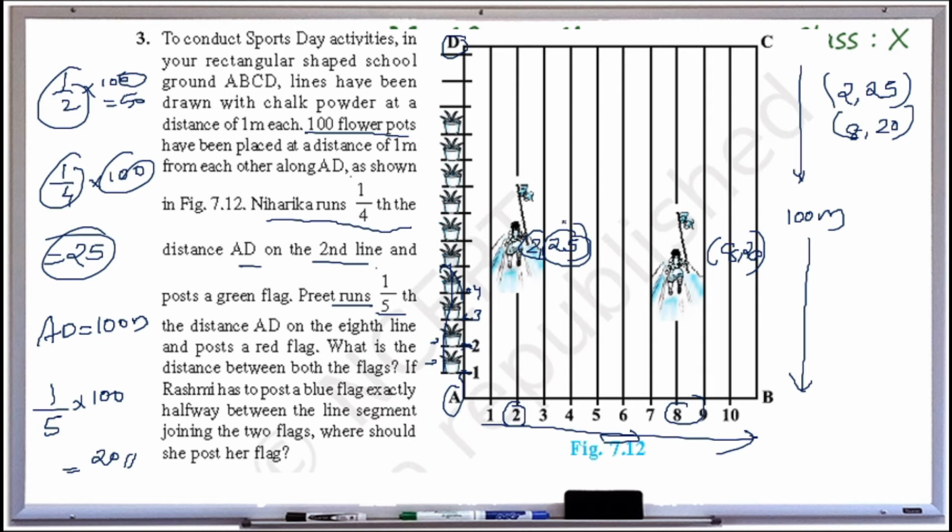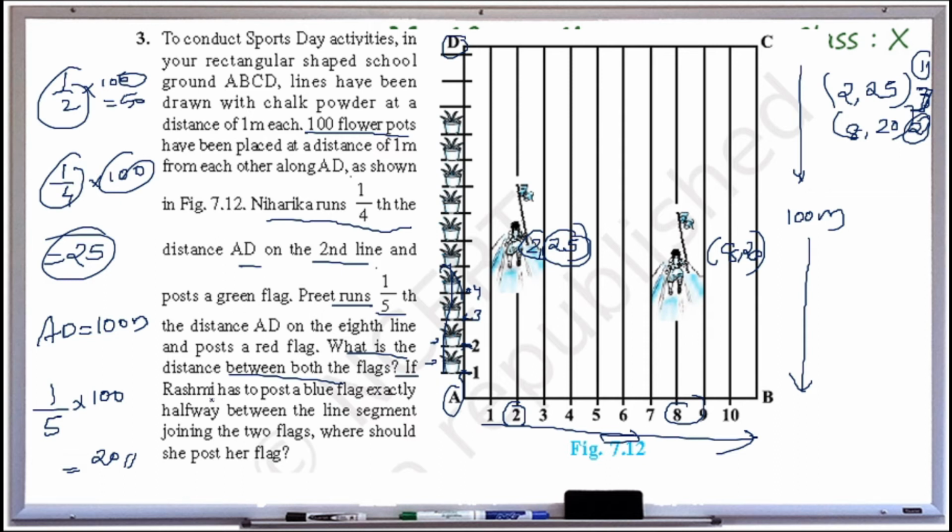Now what is the question? What is the distance between both the flags? Of course, our students placed one flag on the respective points. So I have to find the distance between both the flags. This is the first flag and this is the second flag. I have to find the distance between these 2 points. That is the first question.